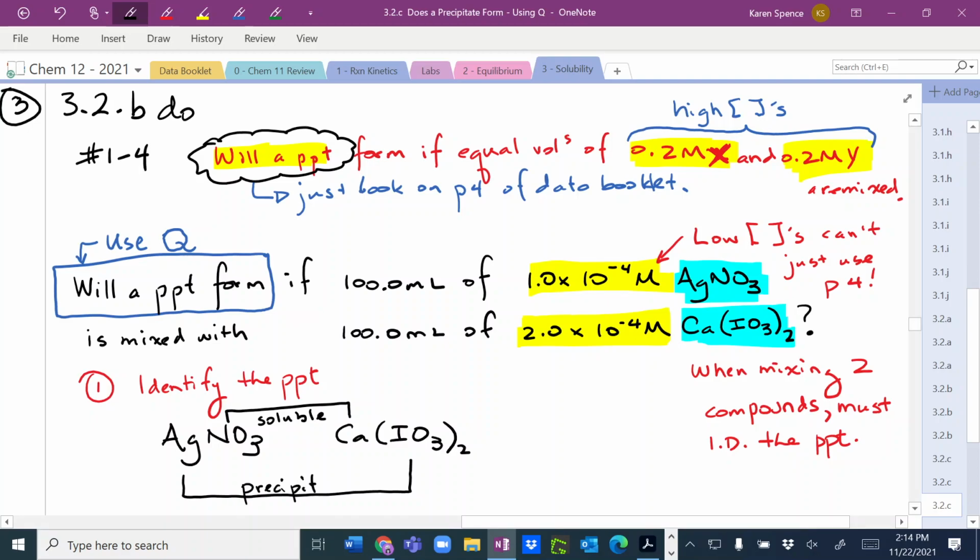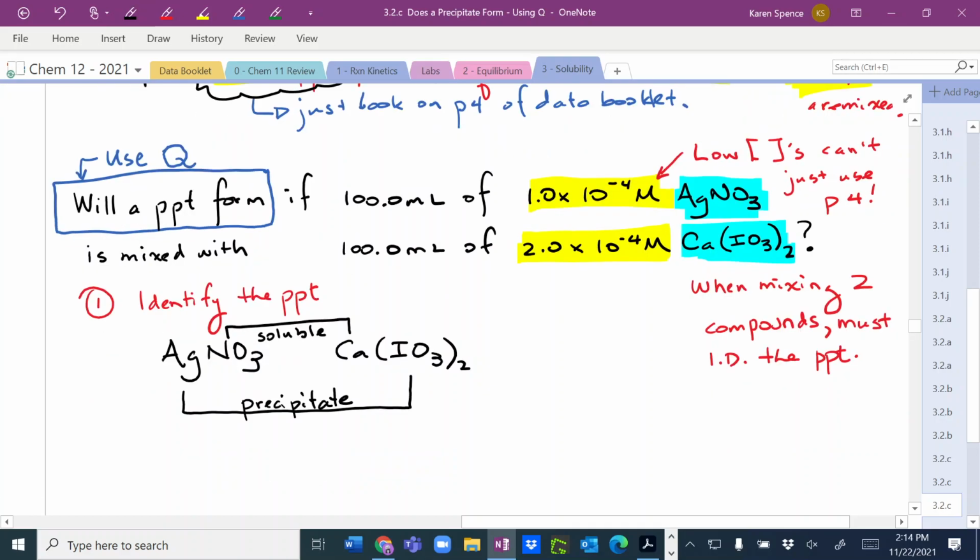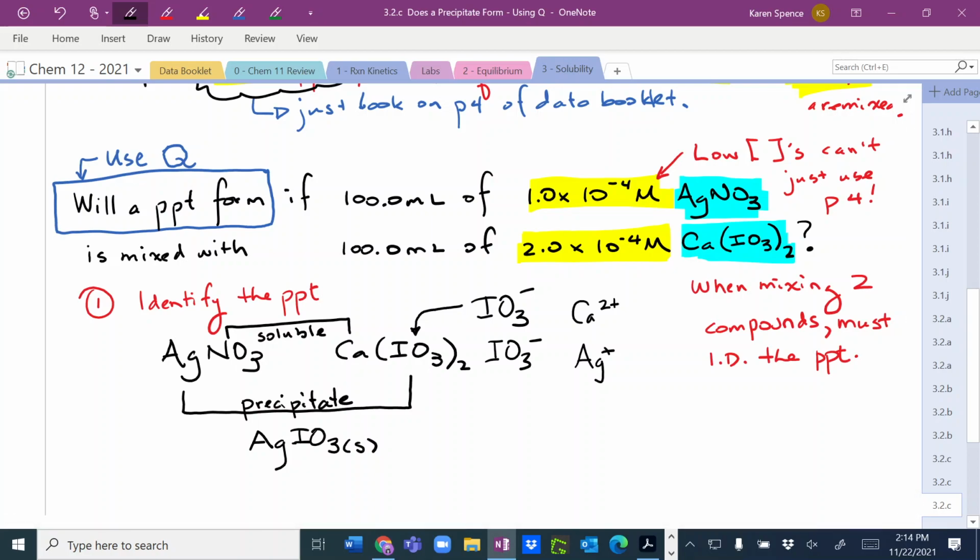Precipitate is silver iodate, Ag. What is the charge of the iodate ion? It has to be IO3 minus, because there are 2 of them, and calcium, of course, is 2 plus, and so we have to have 2 IO3 minuses. So if we have IO3 minus and we have silver, which is plus, then that's simply going to be AgIO3 solid. So number one, identify the precipitate.